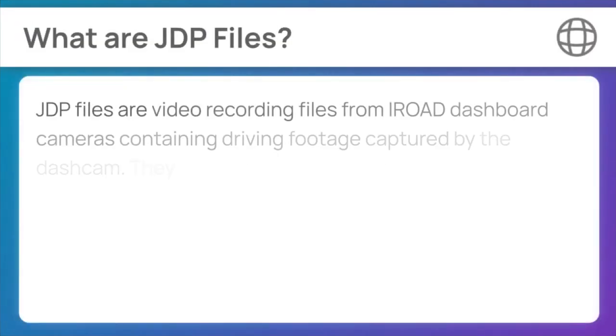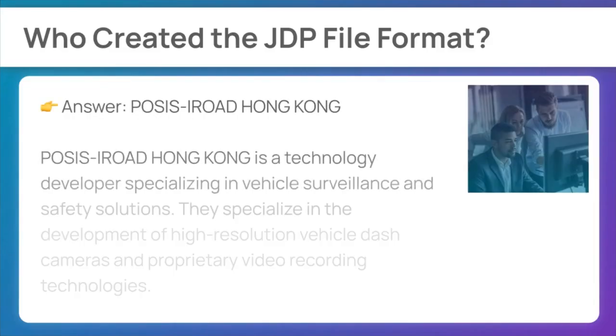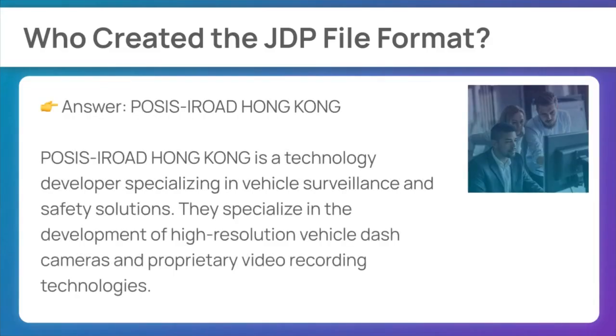JDP files are video recording files from iRoad dashboard cameras containing driving footage captured by the dashcam. They use a proprietary video format that includes GPS data, speed information, date and timestamps, and G-sensor event markers alongside the compressed video stream for comprehensive driving incident documentation.